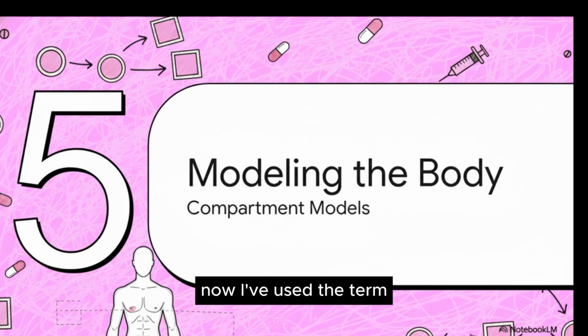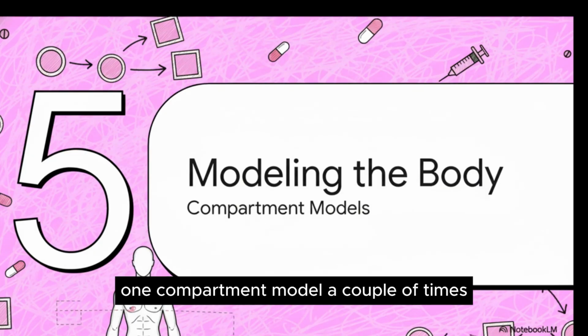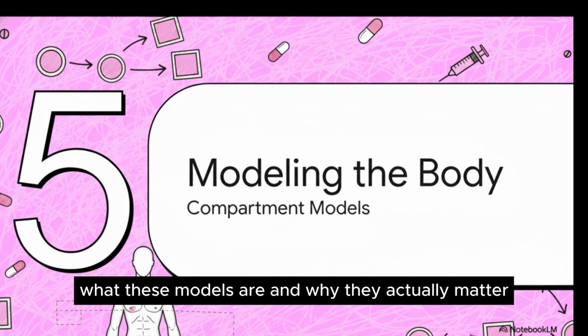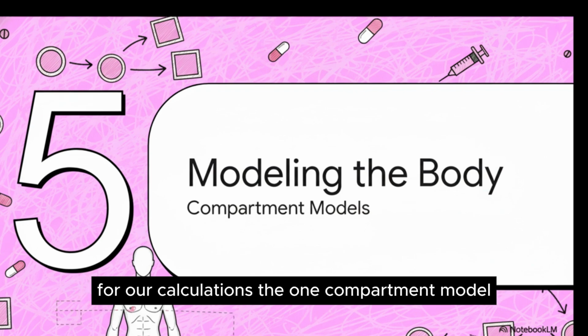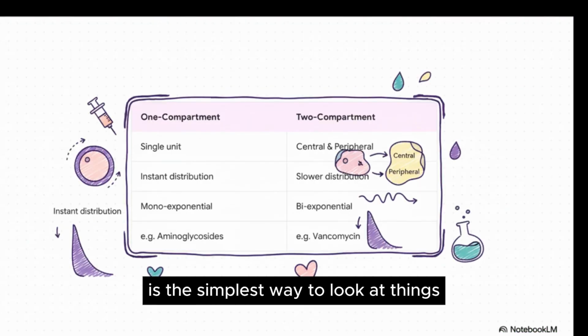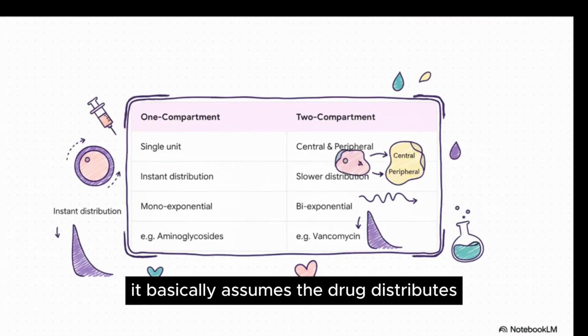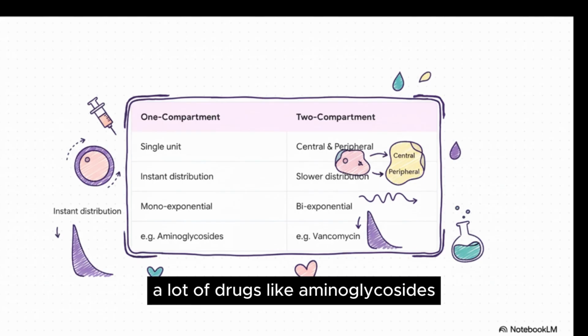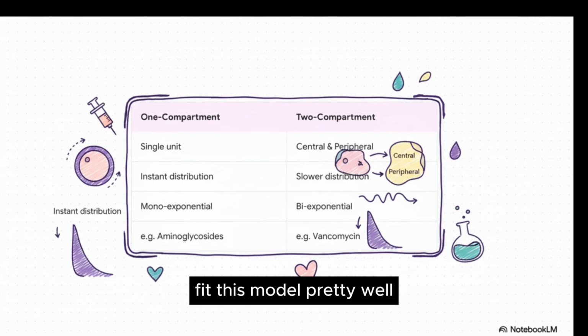Now, I've used the term one-compartment model a couple of times, so let's take a quick second to clarify what these models are and why they actually matter for our calculations. The one-compartment model is the simplest way to look at things. It basically assumes the drug distributes instantly and evenly all throughout the body, which results in a simple, straight-line decline on our semilog plot. A lot of drugs, like aminoglycosides, fit this model pretty well.